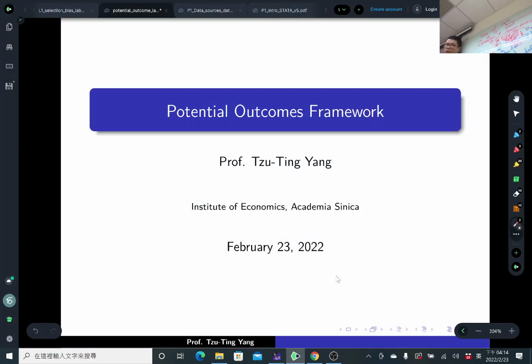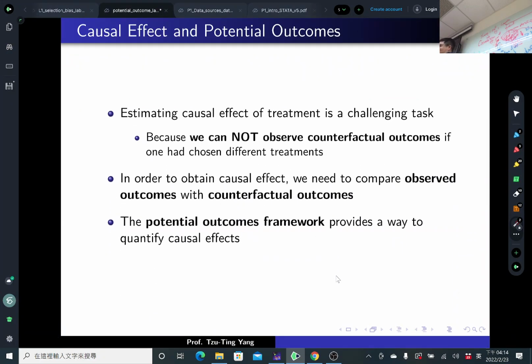So, the potential outcome framework. I hoped from the last class you understand that understanding causal effect is quite important, but also a very challenging task, because we cannot observe the counterfactual outcome. We can only observe the outcome after the treatment is realized, but we never observe the counterfactual outcome if we choose a different treatment. But if we want to know the causal effect of the specific treatment, we need to know what the outcome would be if we choose another treatment.